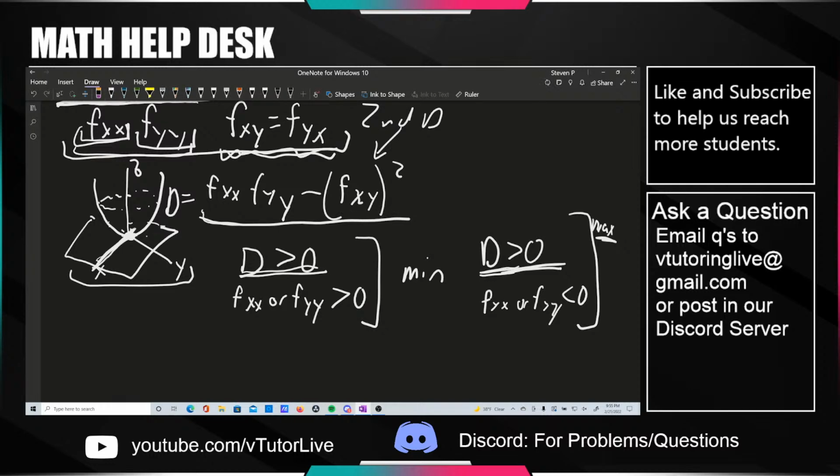D being greater than 0 says that fxx and fyy have the same concavity. Then you have to check the individual concavities to figure out whether they're both positive or both negative. D being greater than 0 guarantees that these two things have got to be the same sign. Maybe think through why that's the case just looking at the signs for this equation. If this thing is greater than 0, that guarantees that fxx and fyy have to be the same sign.